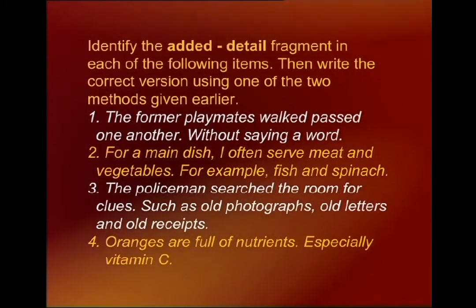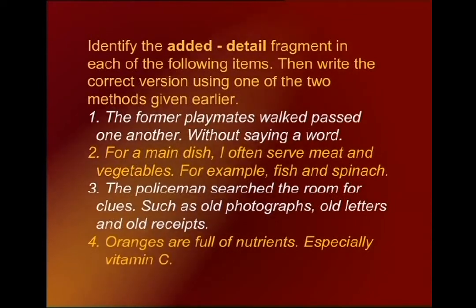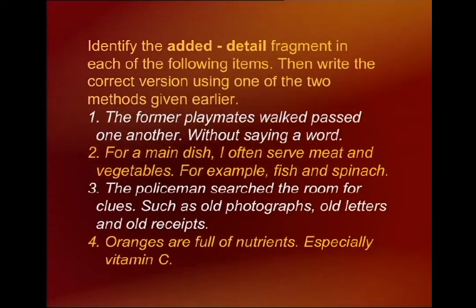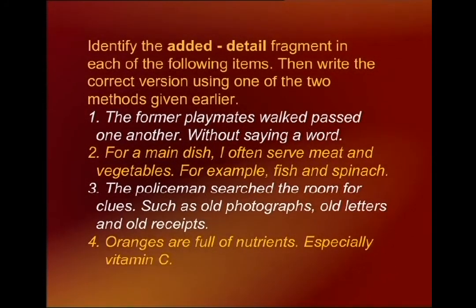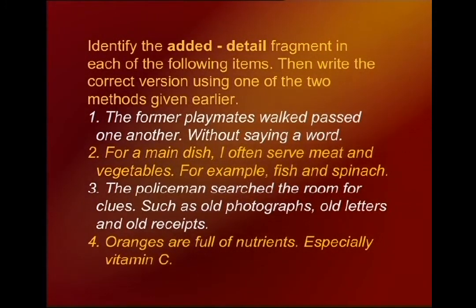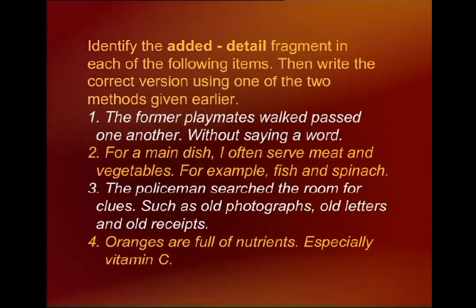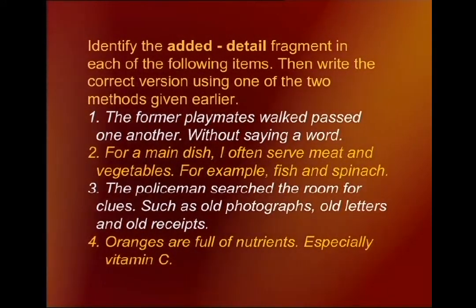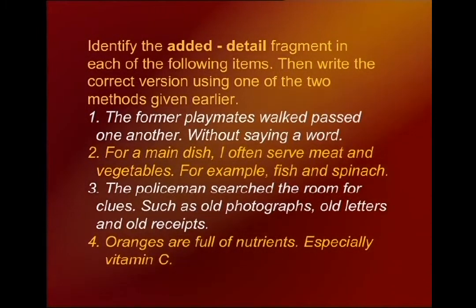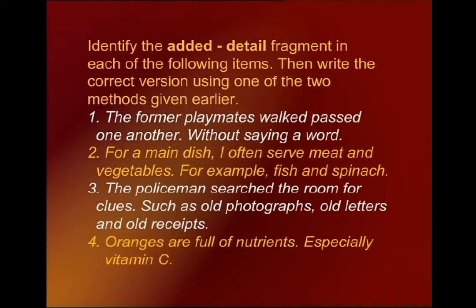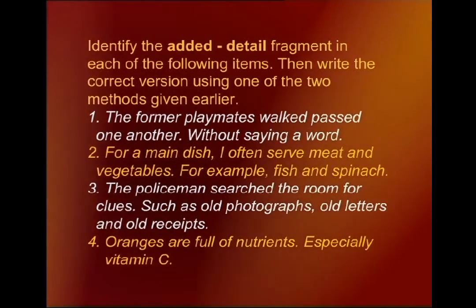Number 2: for a main dish, I often serve meat and vegetables. For example, fish and spinach. The phrase, for example, is an added detail. When you want to add something, you use the phrase, for example. You can correct this sentence by writing, for a main dish, comma, I often serve meat and vegetables, full stop. For example, I mix fish with spinach. What have you done over here? You have added a subject, I, and you've added the verb mix. You've created another sentence, and two good sentences which follow one idea.